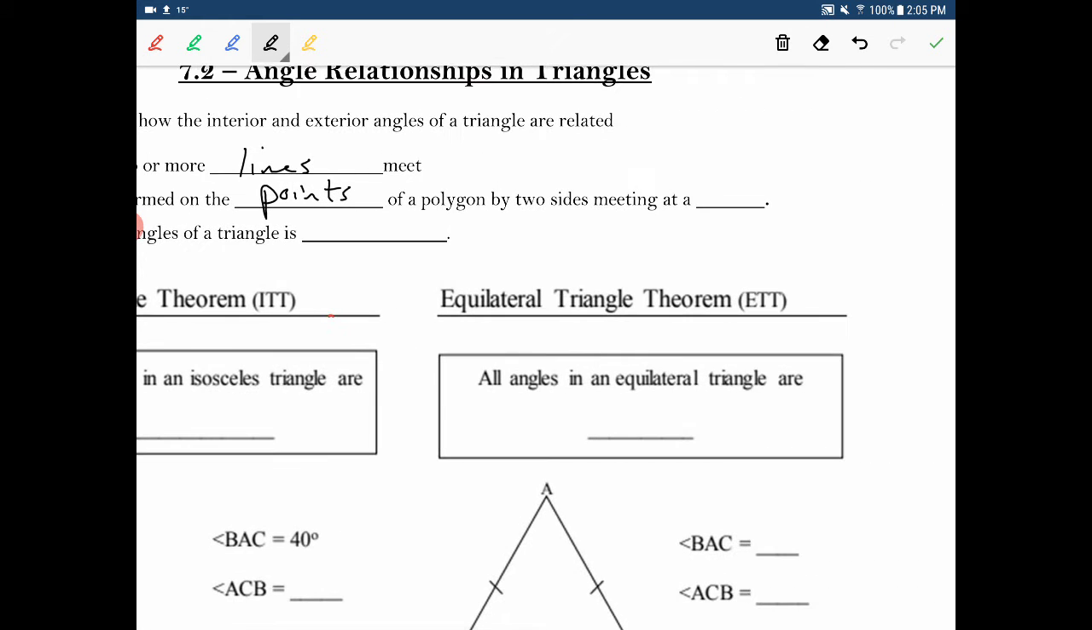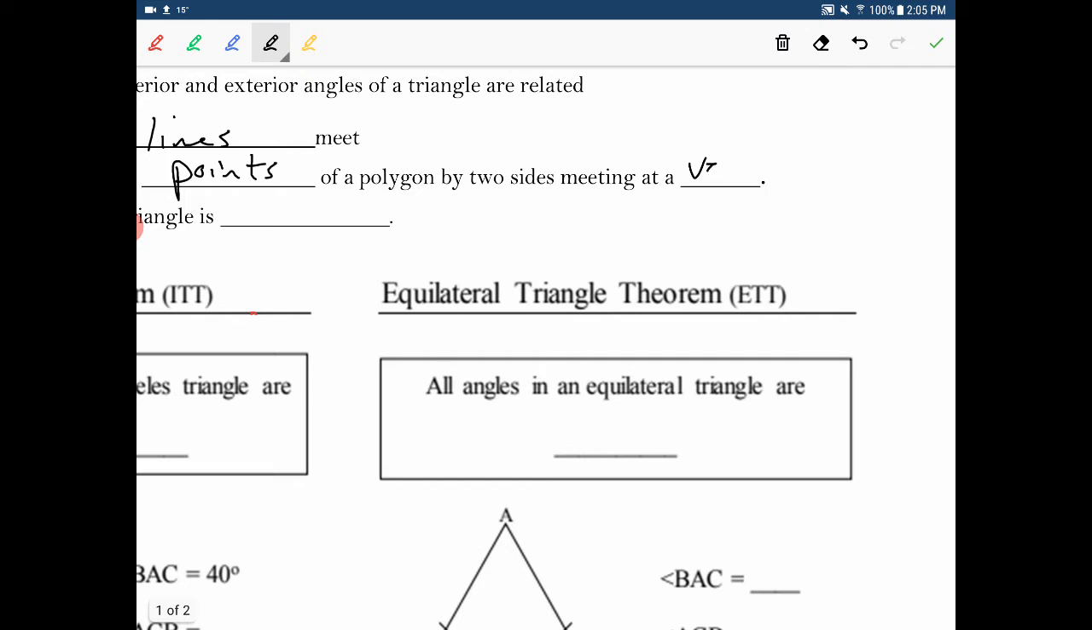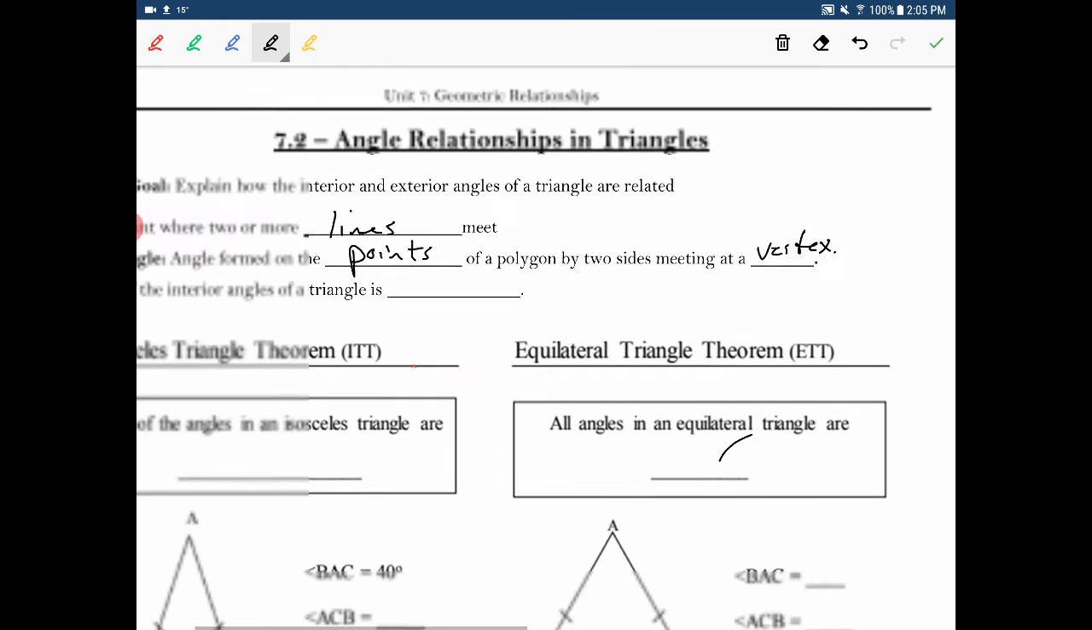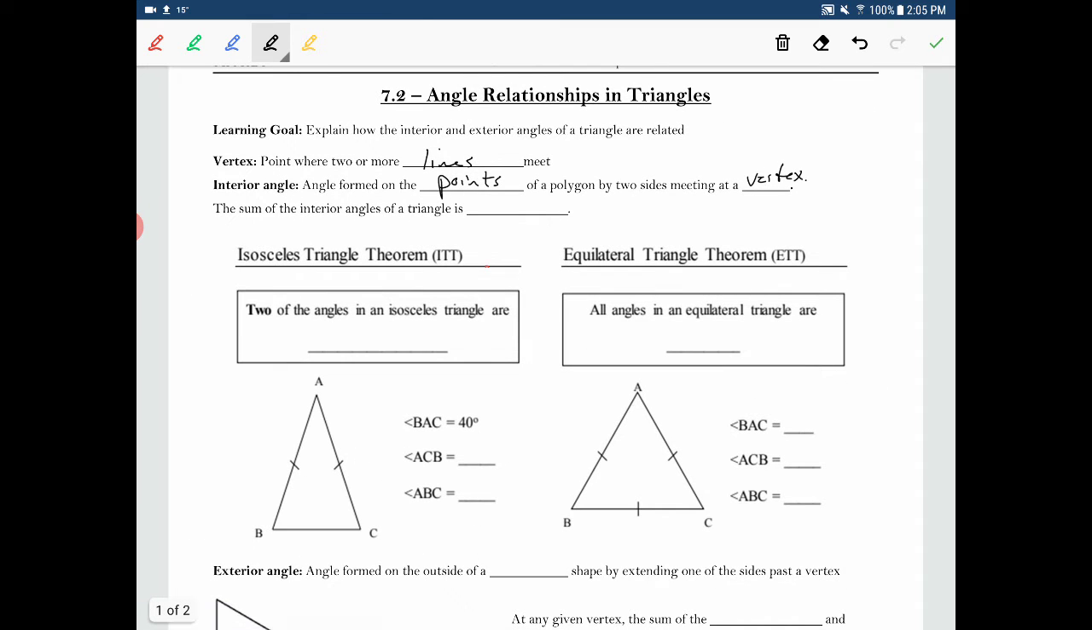meeting at a vertex. Or maybe it should have been a vertex meeting at a point. That actually probably would have made more sense. Whatever. Same thing. You get it. Formed on, yeah, I don't know.